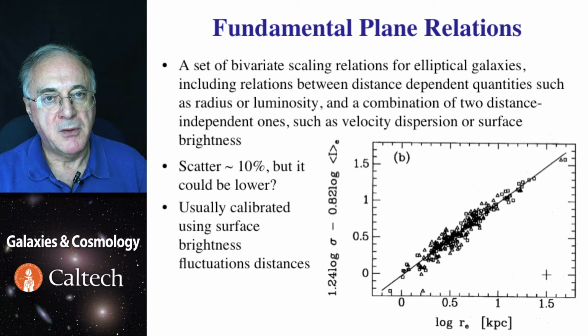The observed scatter of the fundamental plane, in visible bands say, is about 10%, so it's as good as the best of Tully-Fisher. It may be even slightly lower, and actually, why it is so small is an interesting problem in and of itself, which we'll come back to when we talk about properties of elliptical galaxies. Its zero point nowadays tends to be calibrated with surface brightness fluctuations.